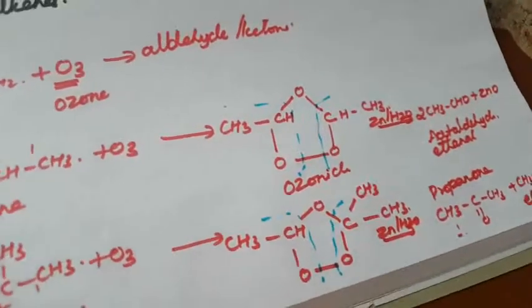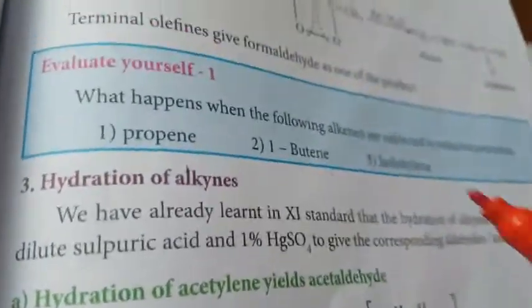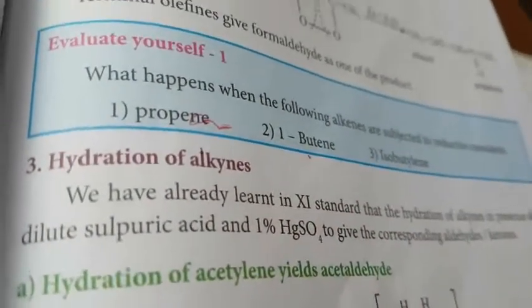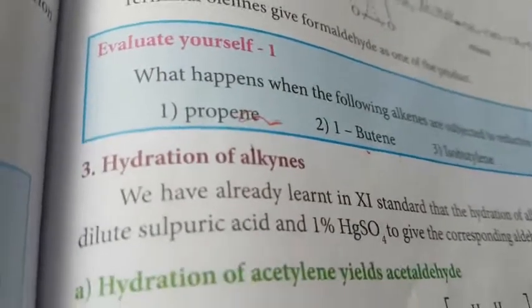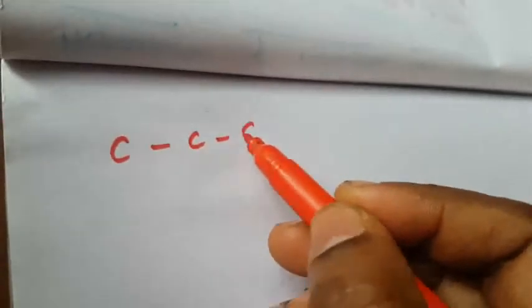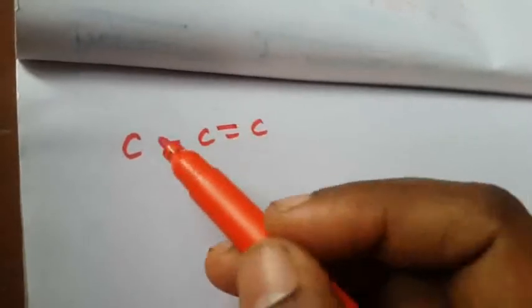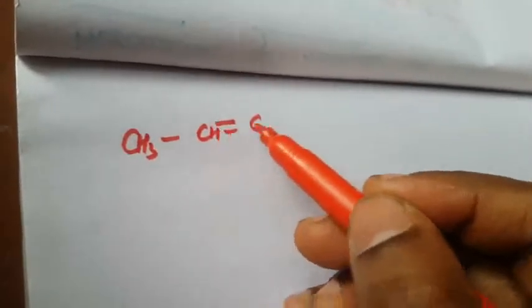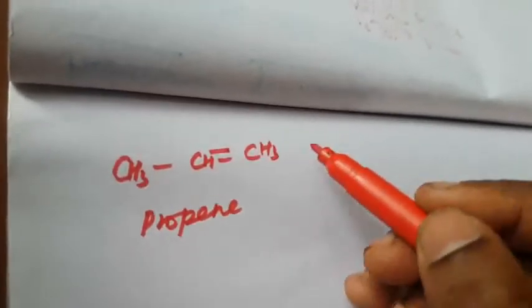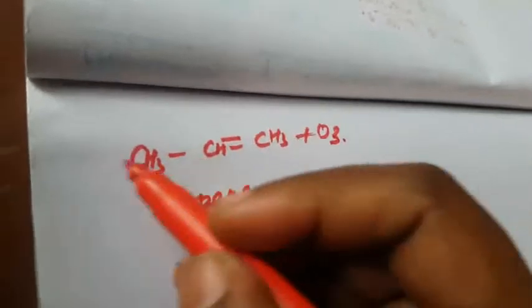Again, to evaluate yourself, I will give the remaining 2 for you to write. That is propene, 1-butene and isobutene. I write only one, that is propene. So I am writing the propene compound. What is the formula of propene? Propene means how many root words? That is 3 root words, right? 1, 2, 3 carbons, only one double bond, CH3, CH, CH3. That is called propene. When it reacts with ozone, this is for you to evaluate yourself.